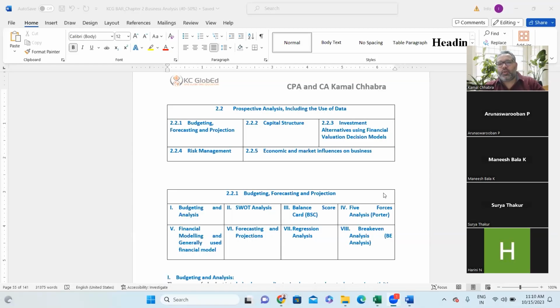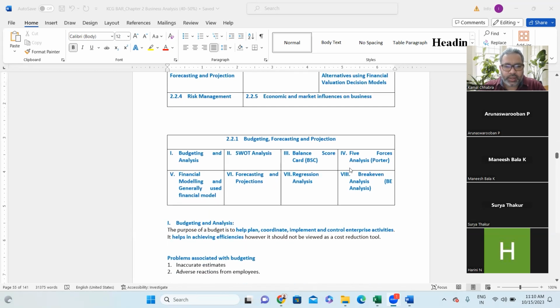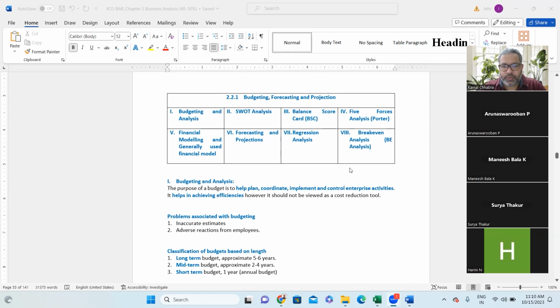In chapter 2, we are at 2.2 prospective analysis including the use of data. So we have started with budgeting, forecasting and projection, which is 2.2.1. In the last class and the day before, we covered most of the things, which include budgeting and analysis. We covered SWOT analysis, balanced scorecard, five force analysis and financial modeling. Yesterday we covered forecasting and projection, both quantitative and qualitative analysis. Then after that we did regression analysis. Today we are going to finish the break-even analysis.